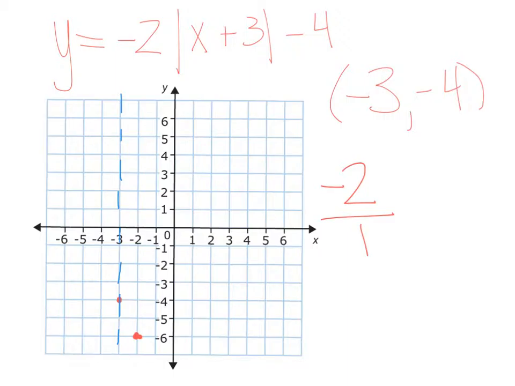Whoa, that's way too big. Something smaller. There we go. And after I do that, I draw my line in and I'm done. Make sure your line extends to the end of the graph and put an arrow on the end. And that's it.